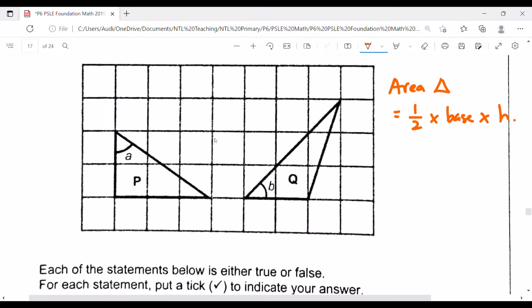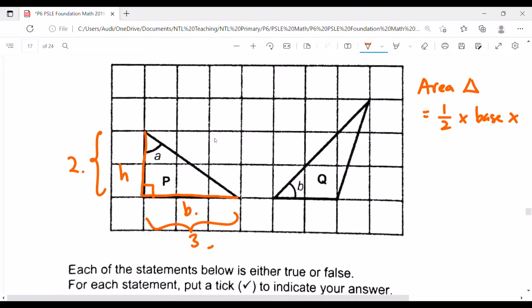It has to be perpendicular height, okay? So let's look at P now. This is the height, perpendicular height, right? Because this is perpendicular, and this is your base. Okay, so height is 2, and base is 3.